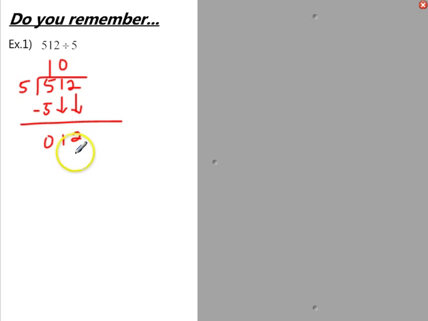And 5 goes into 12 2 times. 2 times 5 gives you 10, and when you subtract, we get 2, and we have a remainder of 2. So your final answer is 102 with a remainder of 2.